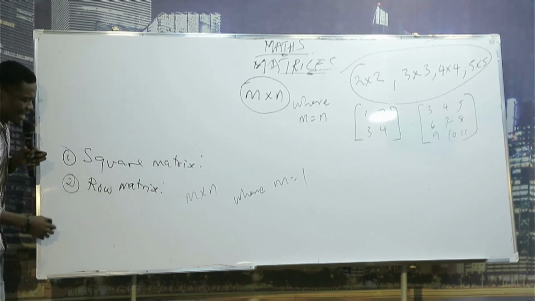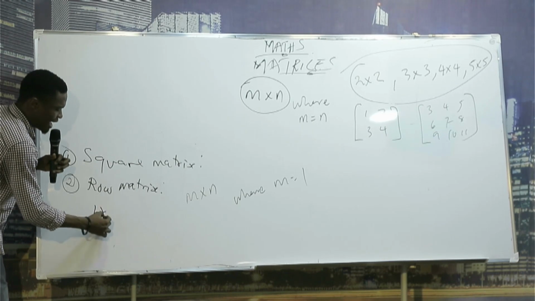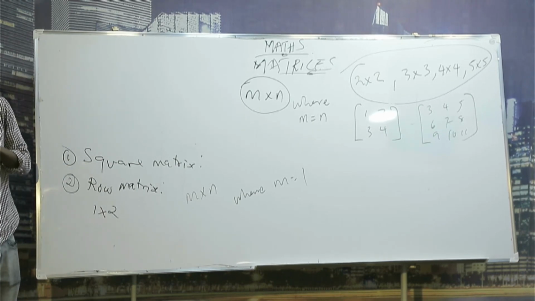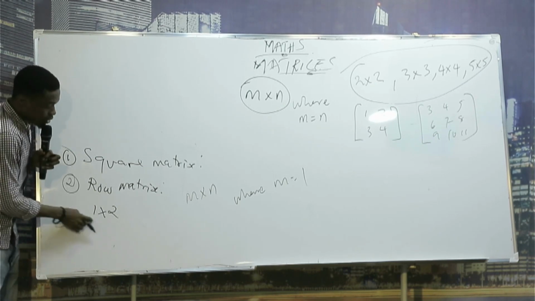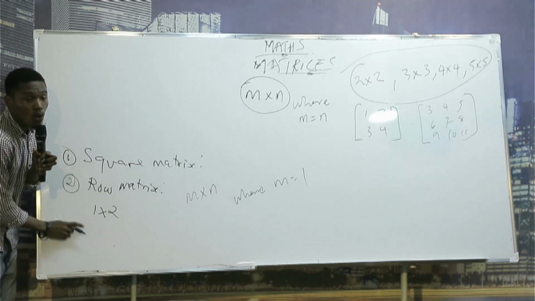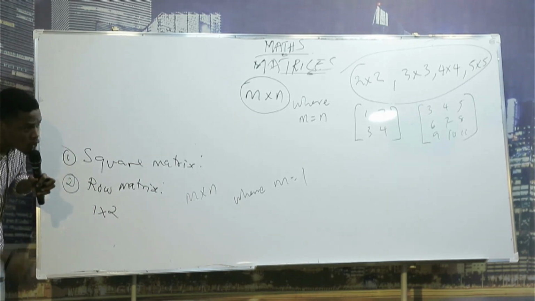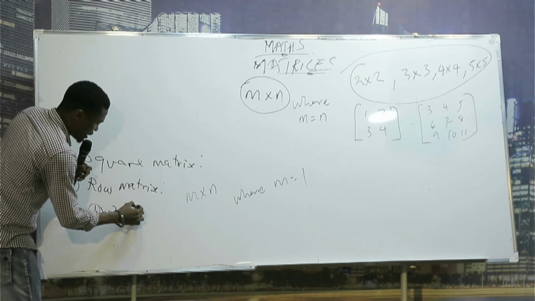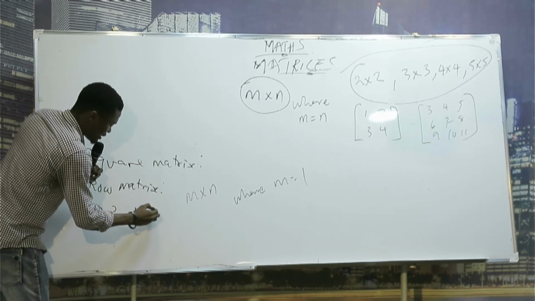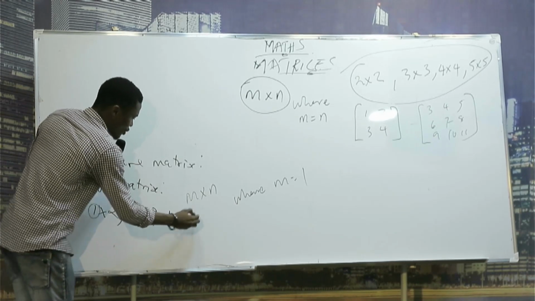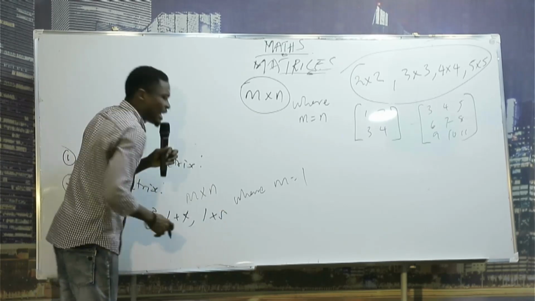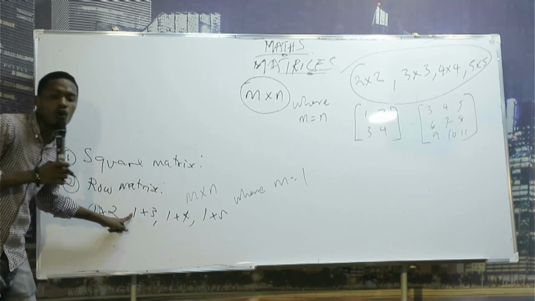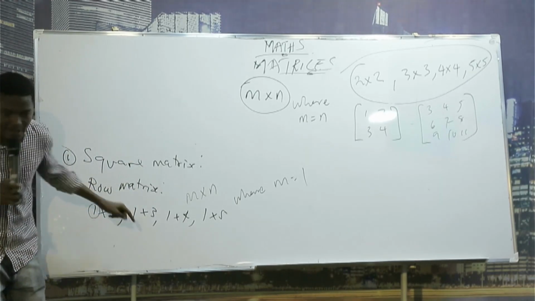Good. Now, what do I mean by that? Look at an example. A matrix that is 1 by 2. Is it a row matrix? How do we know it is a row matrix? Once it has one row, it is a row matrix. 1 by 3, 1 by 4, 1 by 5. It can even be 1 by 1 million. Once it has only one row, we call it a row matrix.